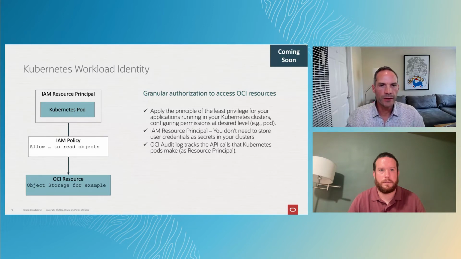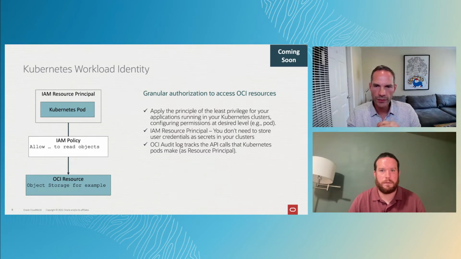Kubernetes workload identity provides a secure and straightforward method to authorize specific pods to make OCI API calls and access OCI resources. You can apply IAM policies to the Kubernetes service accounts associated with your pods. With this feature, you can apply the principle of least privilege for your applications running in your Kubernetes cluster. Not only can you apply IAM policies to whole worker nodes in your cluster, but you can also apply IAM policies to specific pods.